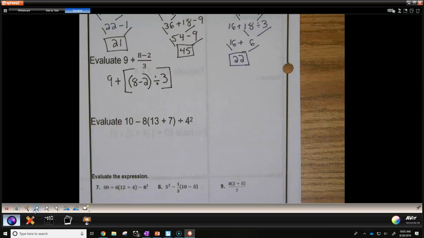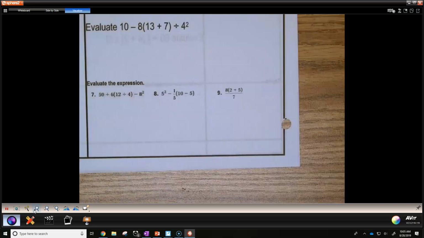Oh no, I got to do the next example because there's one other reason. We're not going to solve that one. I fully believe you can. But I want to show the work on this next one for an important reason. Last one we're going to show our work on. 10 minus 8, parentheses 13 plus 7, divided by 4 to the second power. What do we do first? Graham?